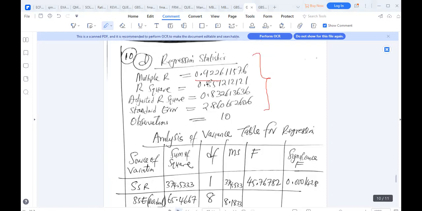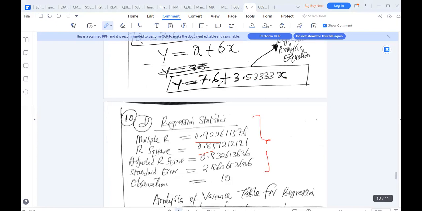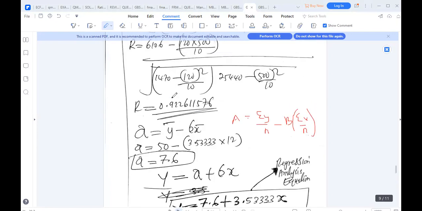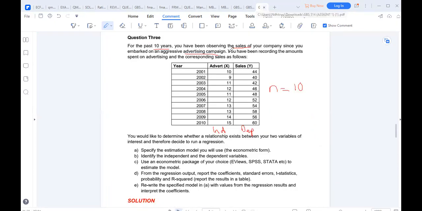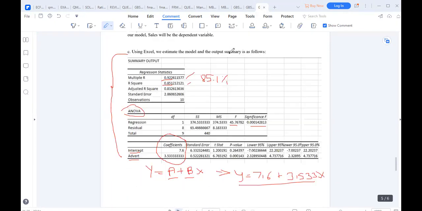The R squared is what we just calculated. It's the coefficient of determination. So this R, once you square it, gives you this figure that we got here, 0.851. There's the adjusted R squared, the standard error, and the number of observations, which is 10. So this one can be done using Excel or Stata. Once you input everything, it comes out as simple as this.